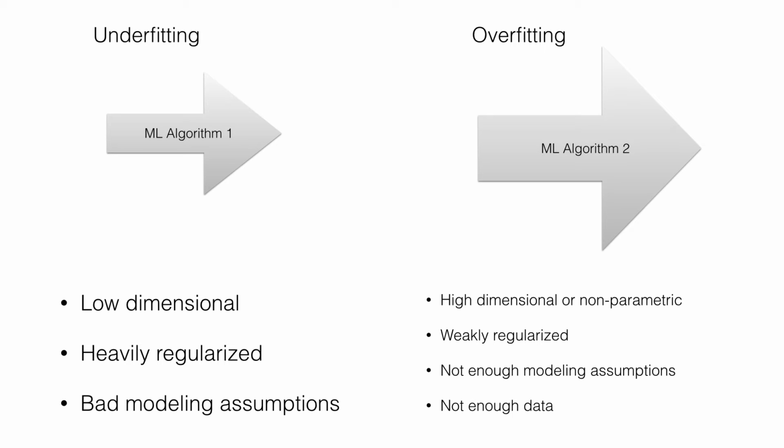Okay, and then lastly, sometimes this can happen if you don't have enough data. All the other things that I talked about, high dimensionality, weak regularization, or not having enough modeling assumptions, a lot of times that can be remedied if you just have enough data. But if you don't have enough data, then you need stronger modeling assumptions, you need stronger regularization, and maybe a lower dimensional representation.